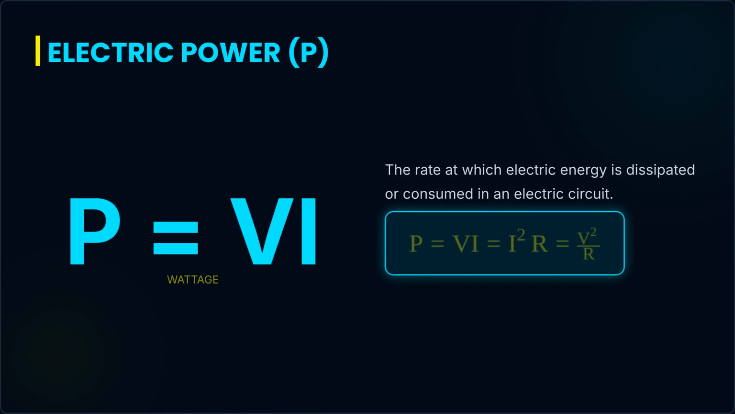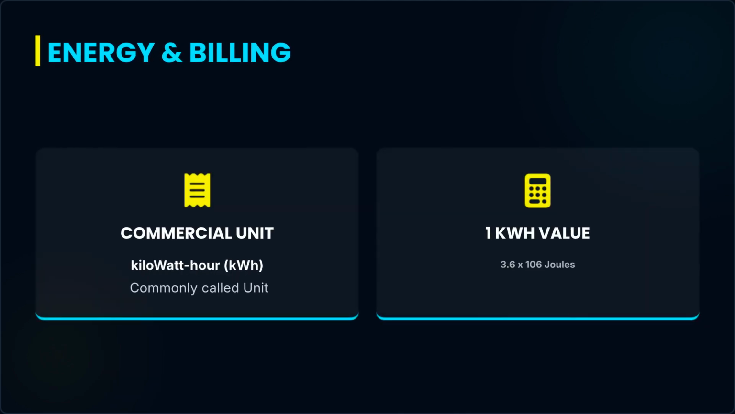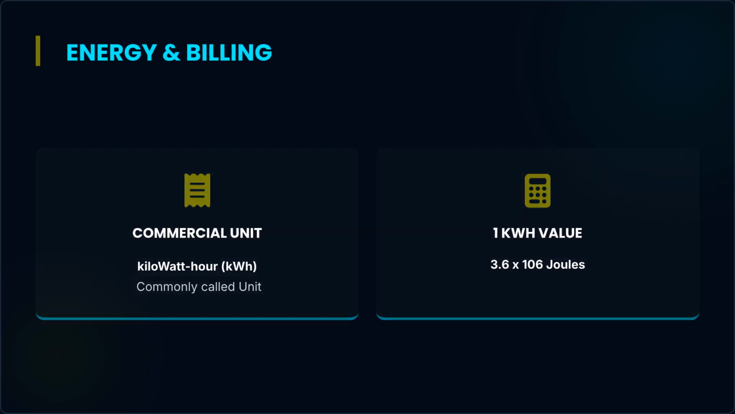Electric power P is the rate at which electric energy is dissipated or consumed. It is calculated as P equals VI. The SI unit is the watt, W. The commercial unit of electric energy is the kilowatt hour, kWh, commonly called a unit. 1 kilowatt hour is equivalent to 3.6 times 10 to the power of 6 joules.